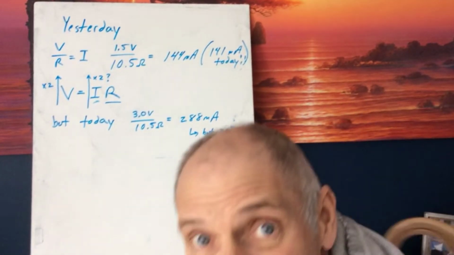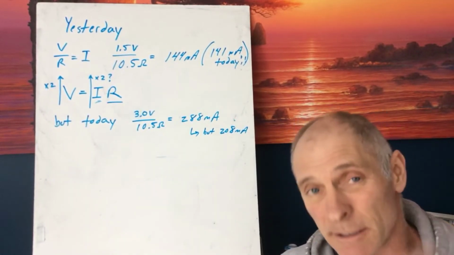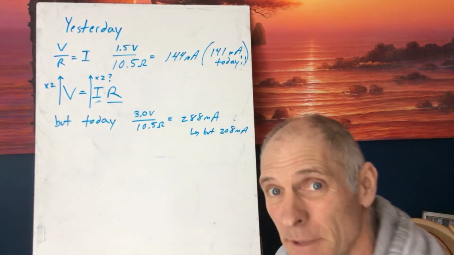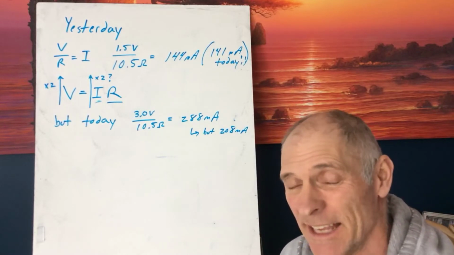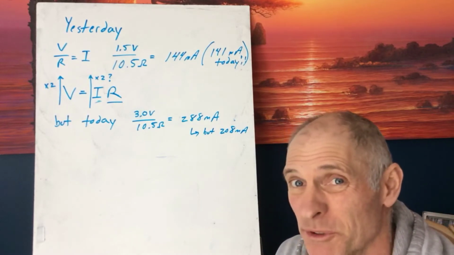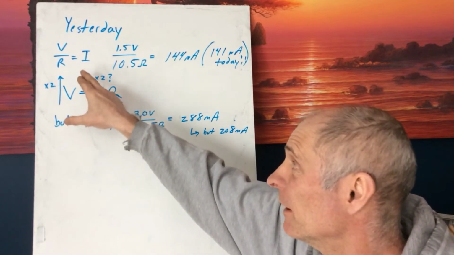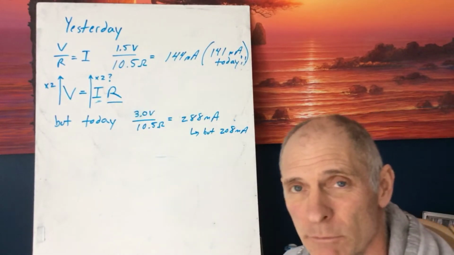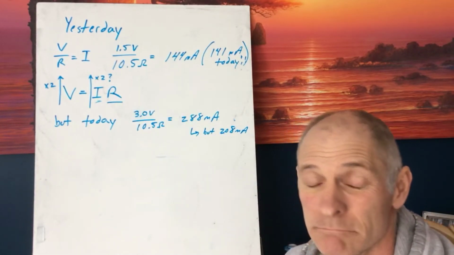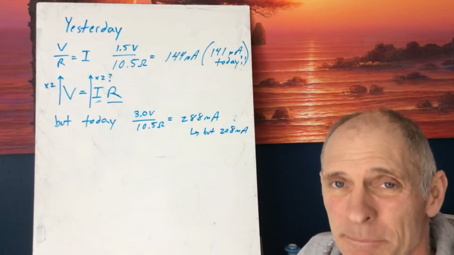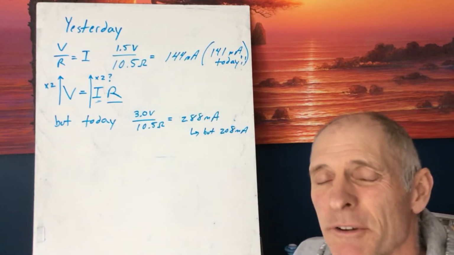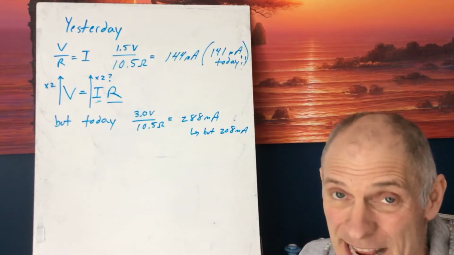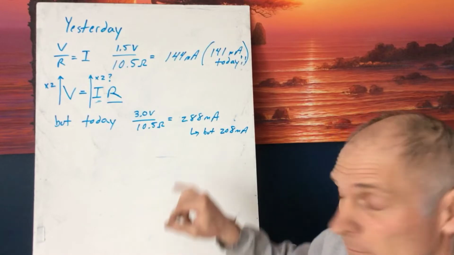Okay, guys, we're back. Yesterday, we found a value of about 144 milliamps for that 10.5 ohm round bulb. So here's what we have: V divided by R is equal to I. Yesterday we found the resistance of the bulb to be 10.5 ohms. So 1.5 divided by 10.5 ohms would give us about 144 milliamps. That was the reading on our ammeter yesterday, which was dialed in for current.